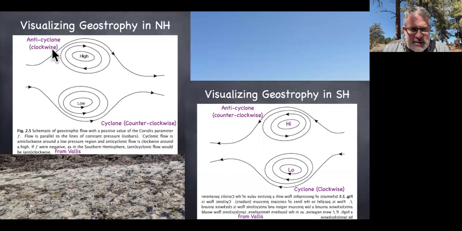Anticyclonic is clockwise in the northern hemisphere, counterclockwise in the southern. An anticyclone is always around a high pressure system in both hemispheres. Similarly, a cyclone is always around a low in both hemispheres, but a cyclone in the northern hemisphere is counterclockwise, and a cyclone in the southern hemisphere is clockwise. Okay, does that make sense to everybody?